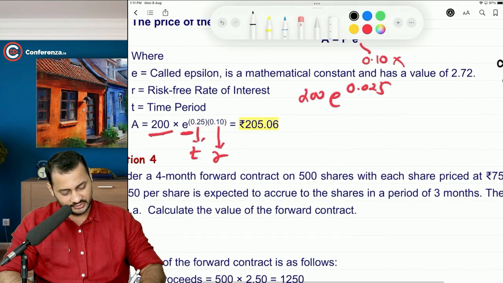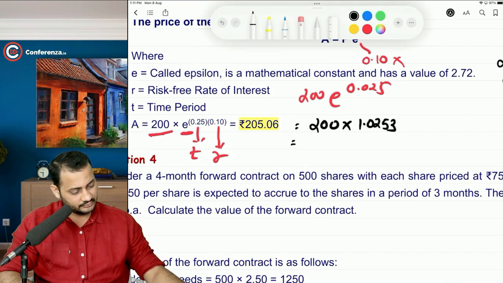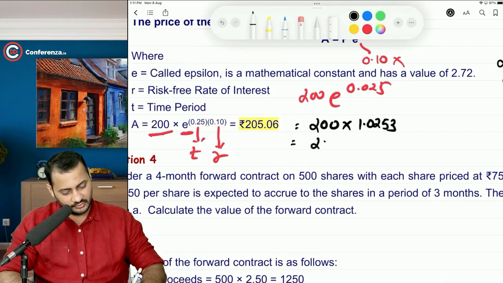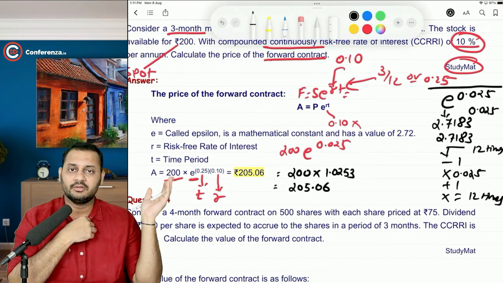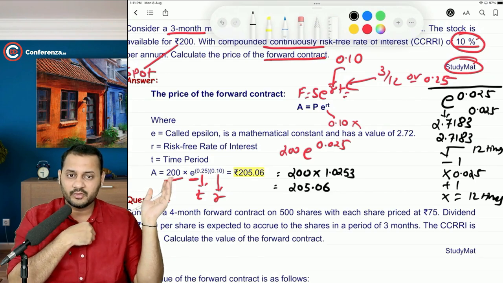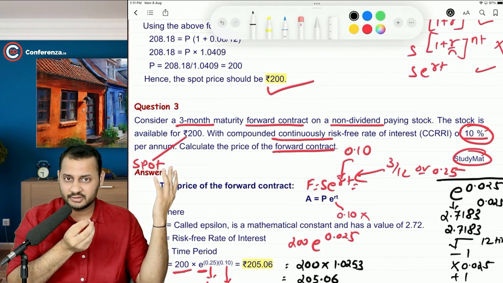1.025318. So it is going to look like this: 200 into 1.0253. That comes to 205.06, exactly matching the answer of the institute. No rounding difference, in fact. Got the answer? What actually did we learn in this question?